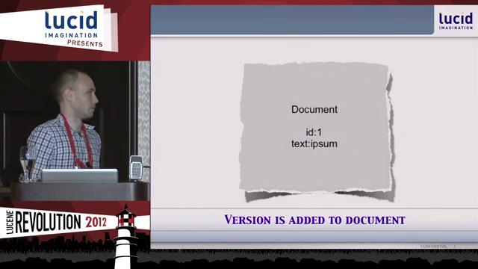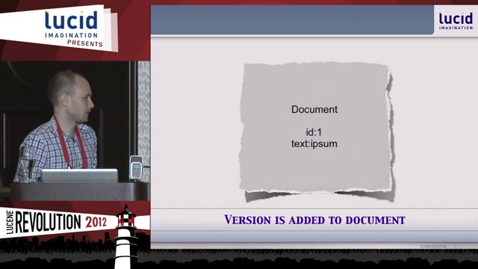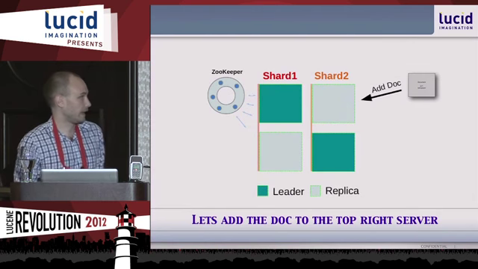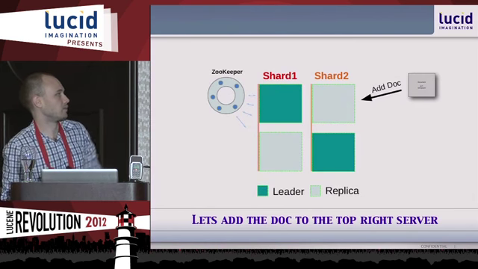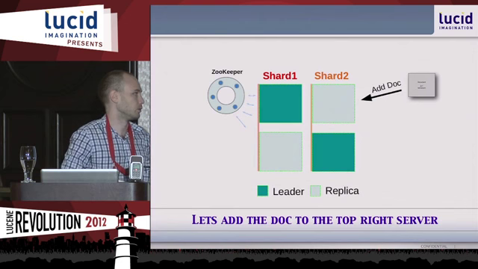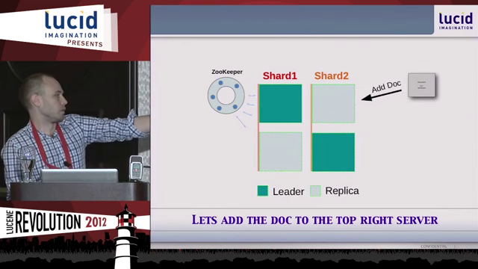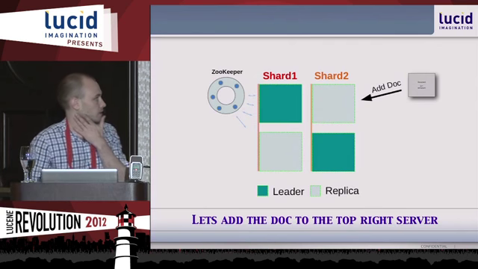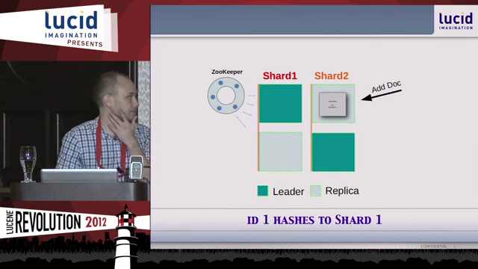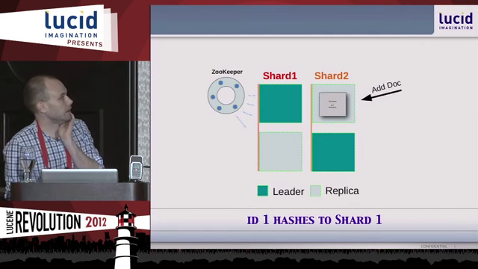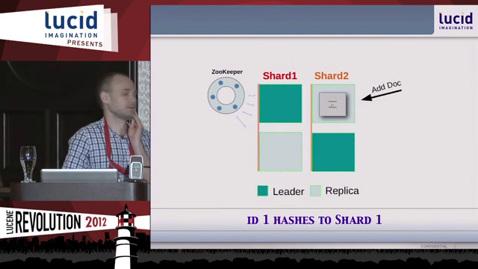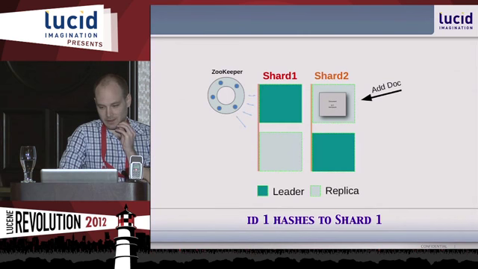So now let's look at what happens when you add it to the cluster. Let's add this document to the top right node there, where the dark ones are leaders and the light ones are replicas. So we're going to add this little doc to shard 2, to the replica. So what's going to happen? It goes there.